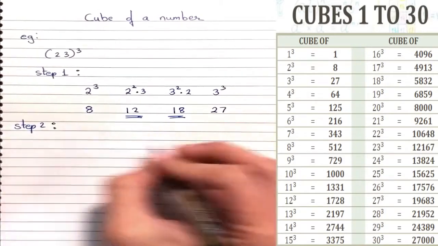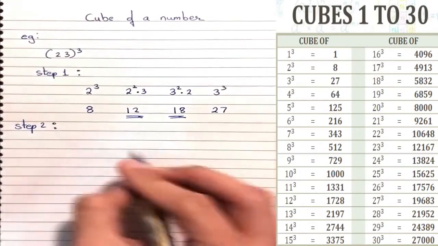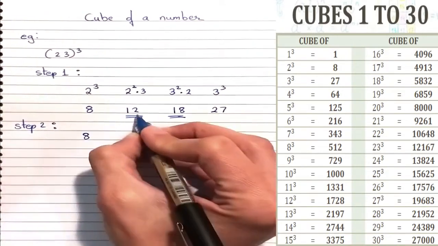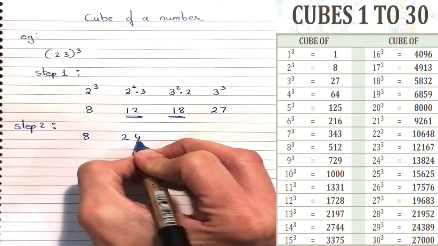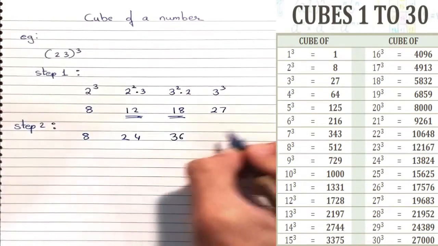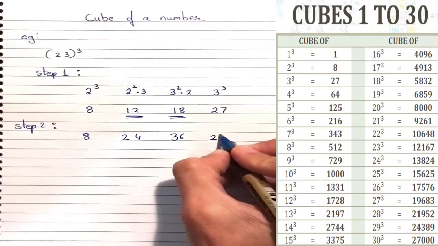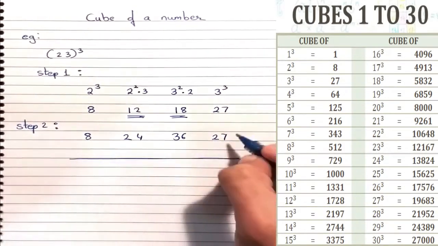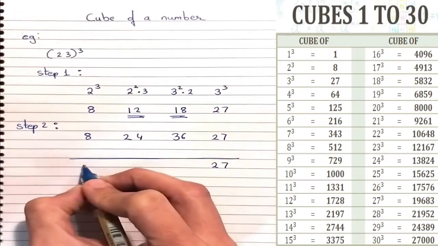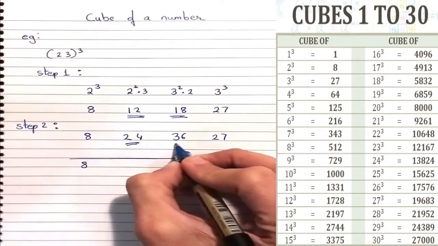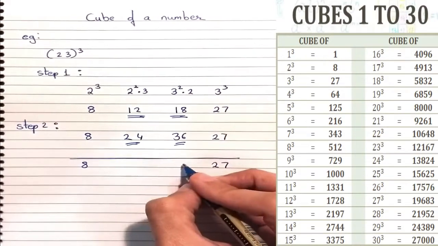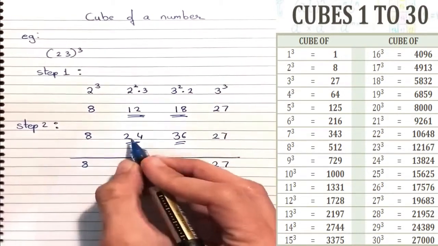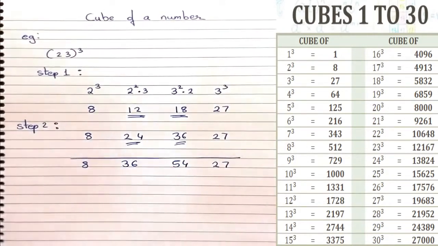In this step, we are just going to multiply the middle two numbers by 2. So 12 into 2 is 24 and 18 into 2 is 36. The first and the last number remain the same. If you don't want, you can avoid writing it. So let's take the first and the last number as they are. Now we are going to add the middle numbers. So 18 plus 36 is 54 and 24 plus 12 is 36.